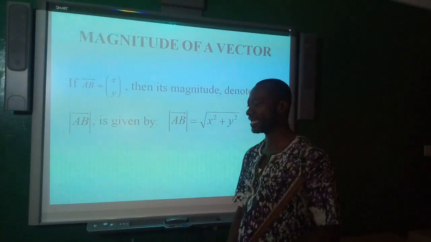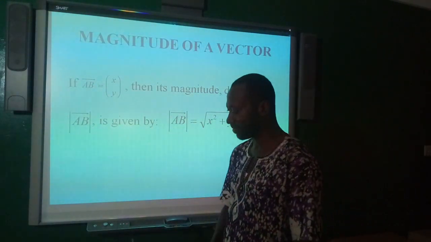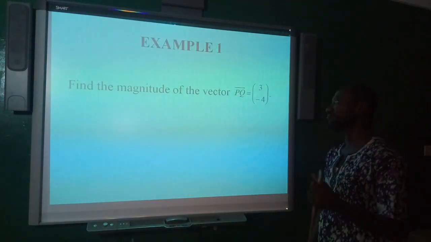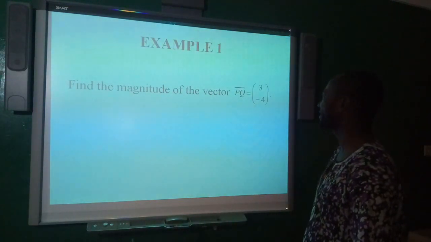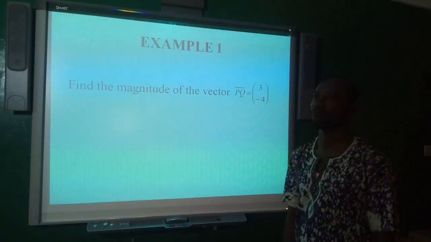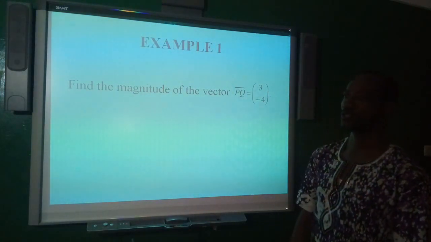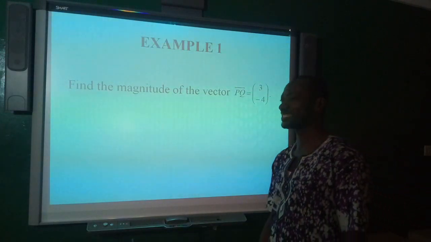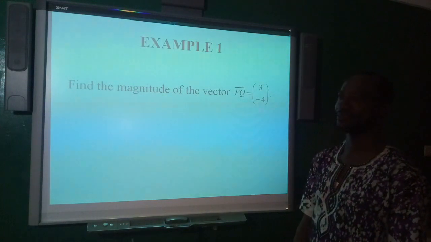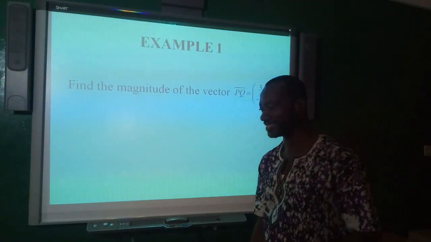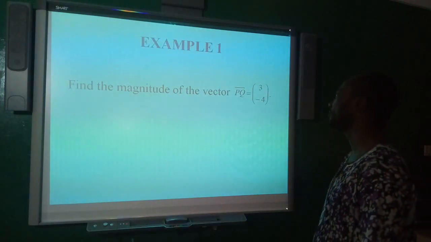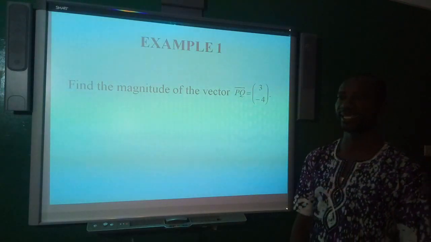Good. So let's take examples of finding magnitude of a vector. Example 1. Find the magnitude of the vector PQ, which is equal to (3, -4). So I hope you have started working it. Try and find the magnitude of this vector. Let me give you a few seconds to do this before you look at the solution.